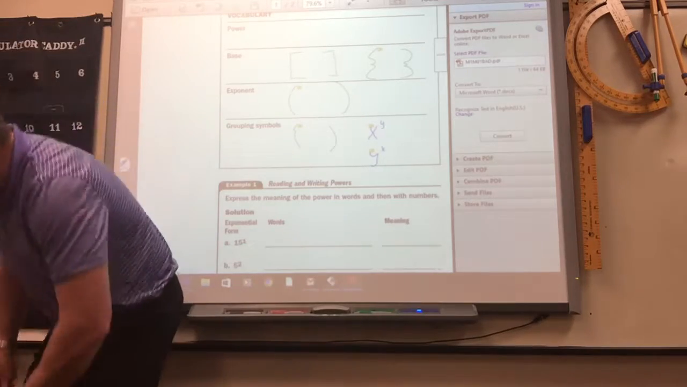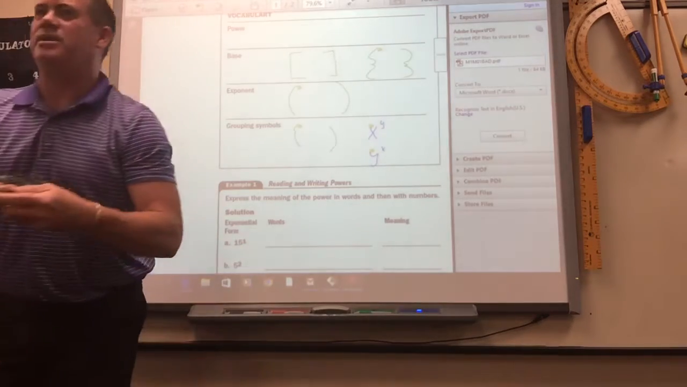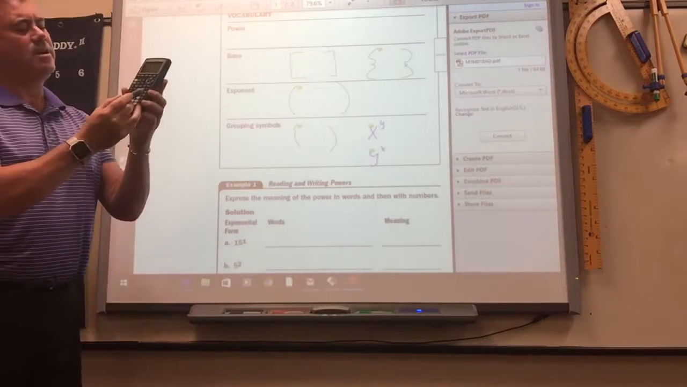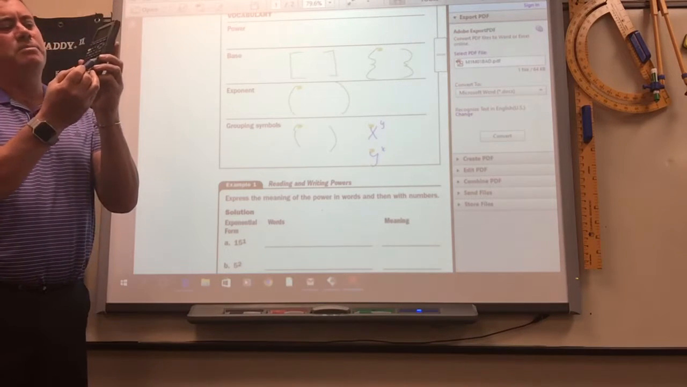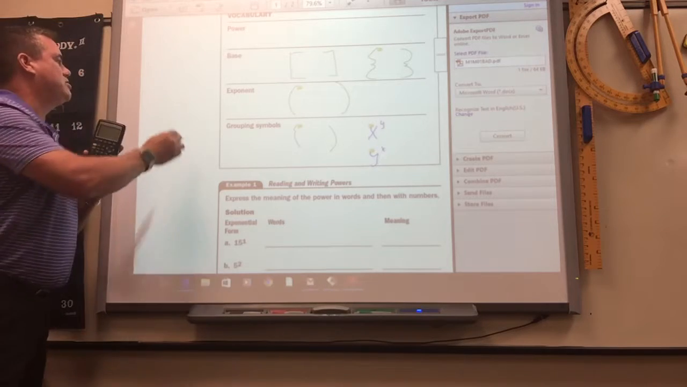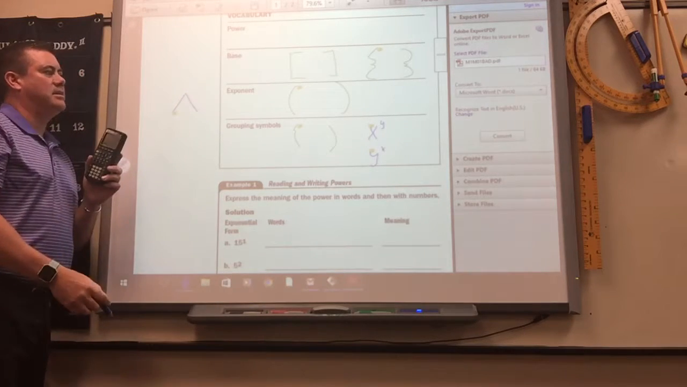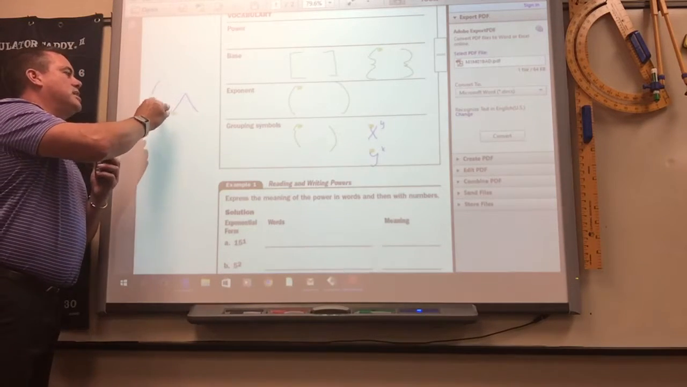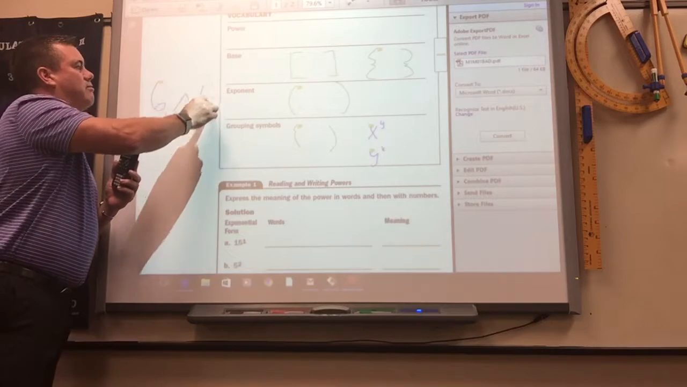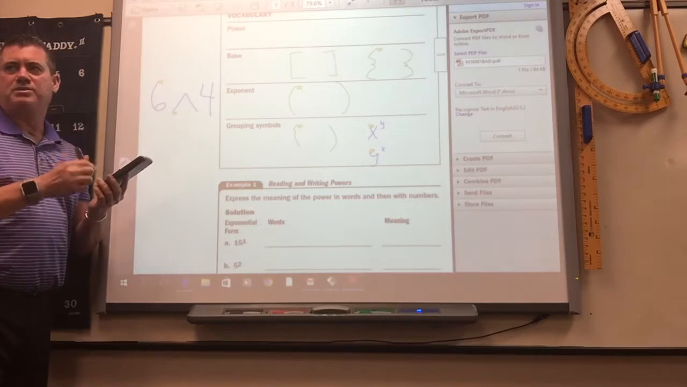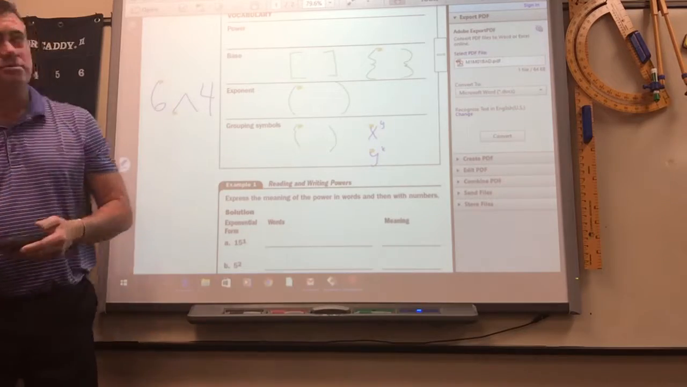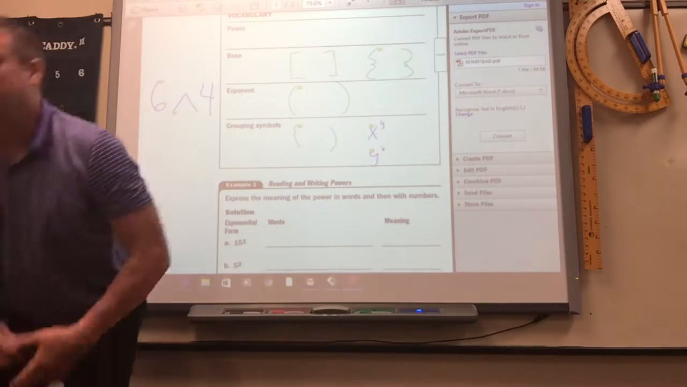On the big calculators, remember what key you gotta use? The caret key. It's in the same spot. It's above the divide symbol, but it's a caret key like that. So 6 to the 4th, you'd hit 6, press that, and then 4, and then just press equals, and it would give you the answer. All right, good job.